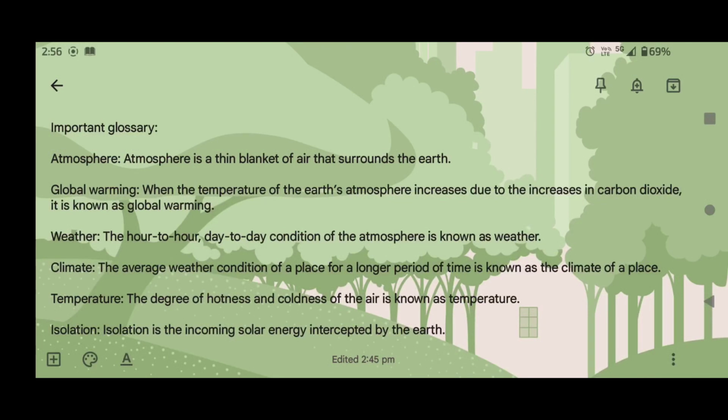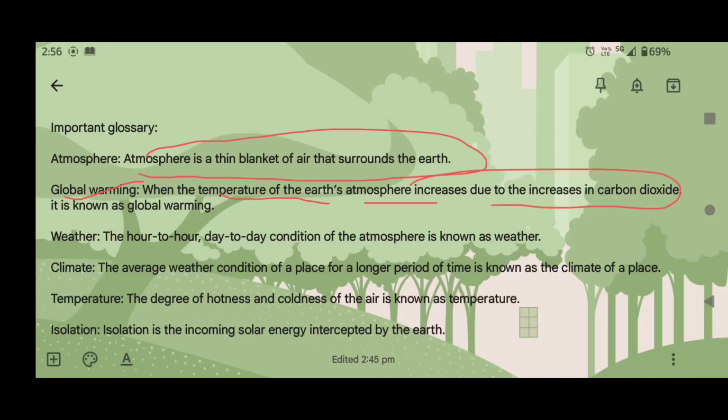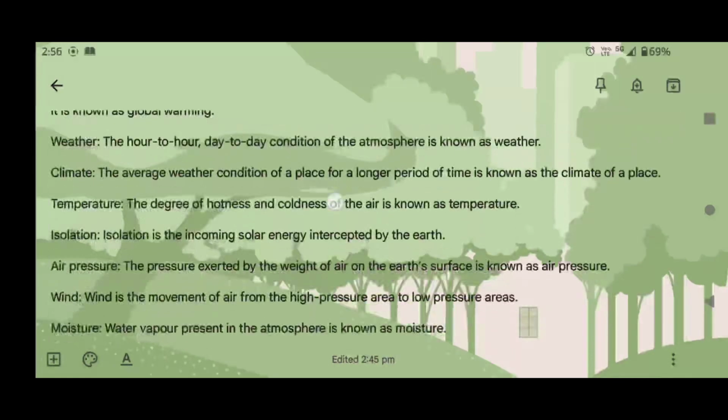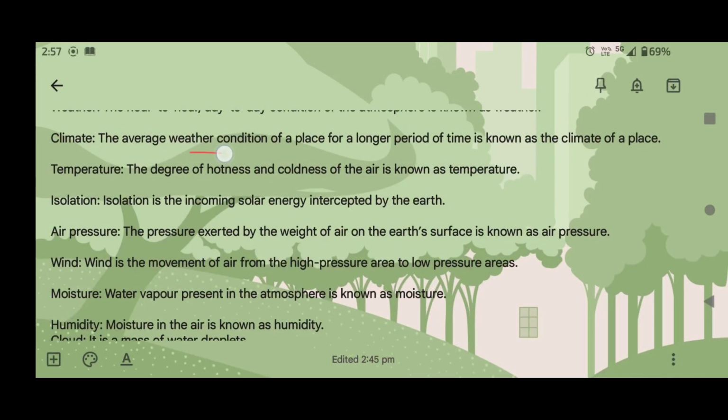Now, the important glossary of this chapter. Atmosphere. Atmosphere is a thin blanket of air that surrounds the earth. Global warming. When the temperature of earth's atmosphere increases due to increase in carbon dioxide, it is known as global warming. Weather. The hour to hour, day to day condition of the atmosphere is known as weather. Climate. The average weather condition of a place for a longer period of time is known as climate of a place.